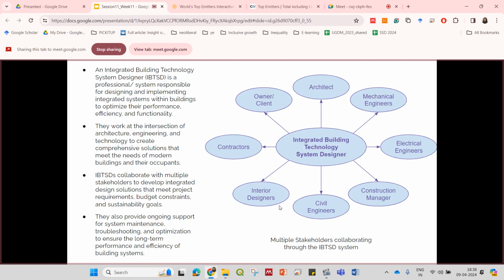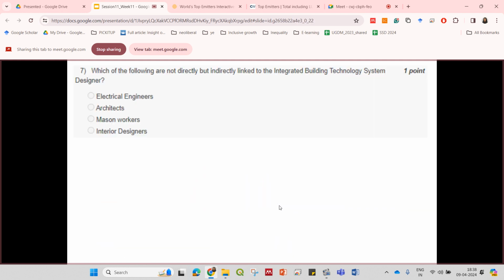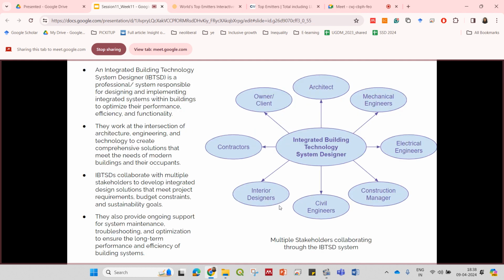So directly, mason workers are not directly linked to the system, but they are indirectly linked through other stakeholders. These are the stakeholders which are directly linked to the system and collaborate together with the integrated building technology system designer to work out design and efficiency improvement strategies.